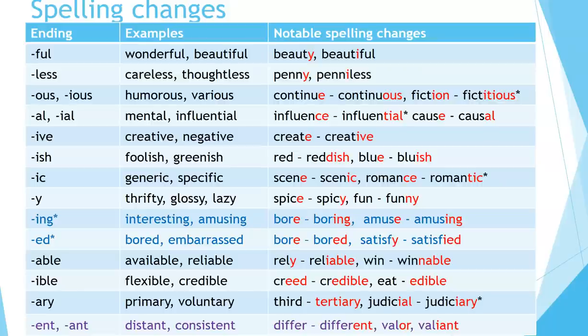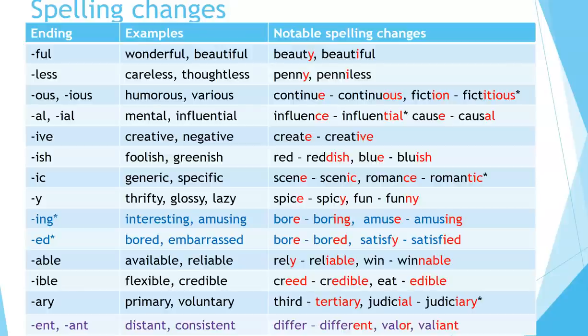O-U-S, I-O-U-S: humorous, various. Notice V-A-R-Y, very, changes to V-A-R-I-O-U-S. There are some other changes with some words like this as well. For example, continue ends in a silent E. We drop the silent E before we add the ending, continuous. Fiction is a kind of special one. We add an extra syllable in the middle. Fiction, fictitious.